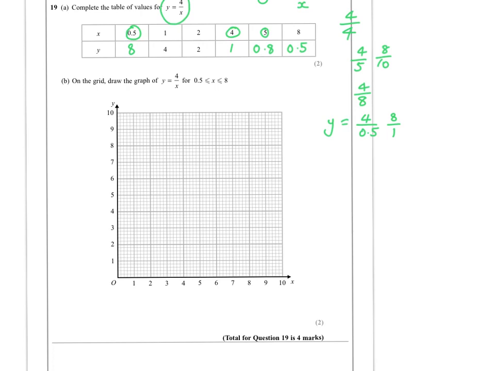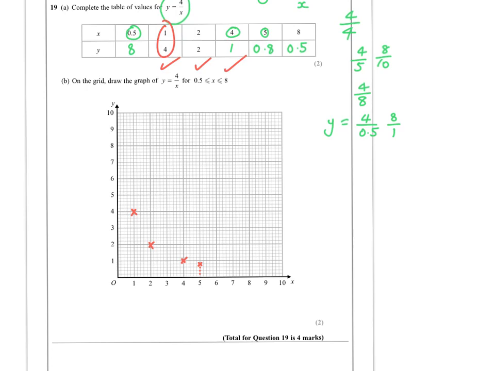Let's start with this one. 1 along, 4 up. There we go, that's easy done. 2, 2. There's another one. 4, 1. Now 5, 0.8. That's why this decimal is easier to do than plotting 4 fifths, unless you know a fifth of the whole one is 4 bars up, that's fine. So I'm going to go 0.8, so 0.2, 0.4, 0.6. Well, there's 0.8 there.